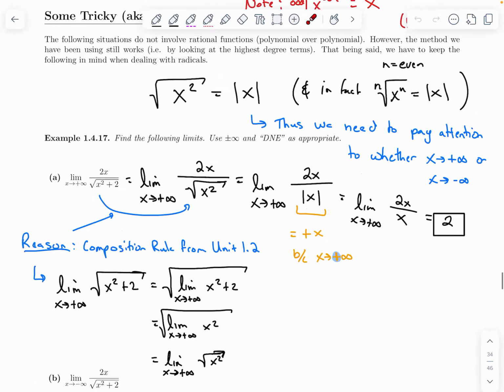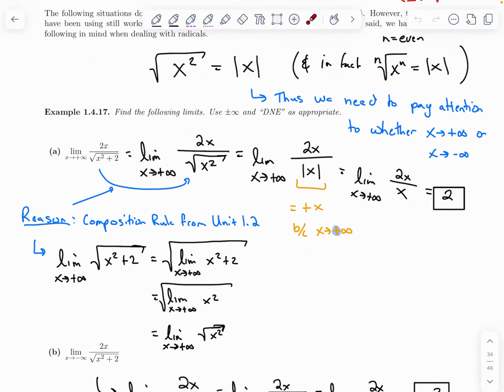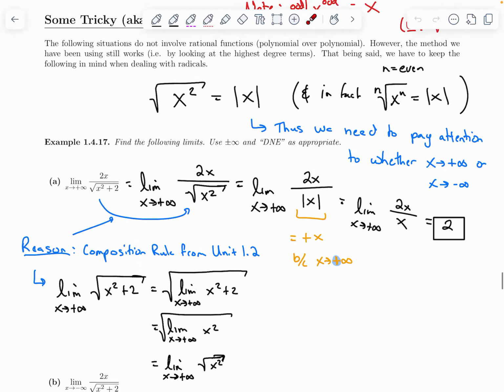So then we learned real quick that you can bring the limit inside of a radical, so long as it's defined, as we'll see in the next example here, with the added caveat that an even root of something to the same even power ends up being an absolute value. So if you have the fourth root of x to the fourth, that is the same thing as the absolute value of x. If you have the 16th root of x to the 16th, that will become the absolute value of x.